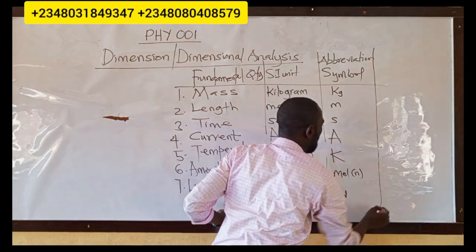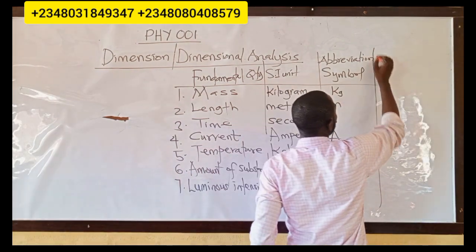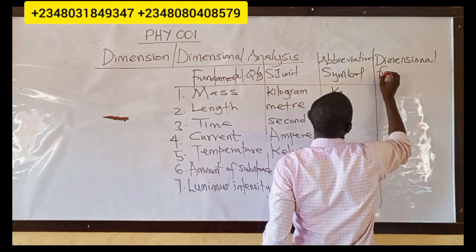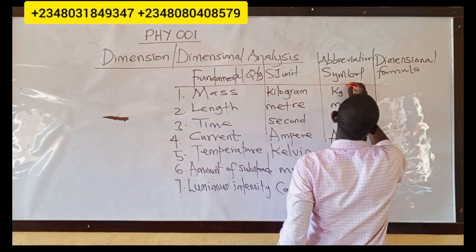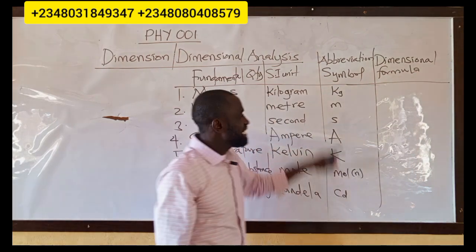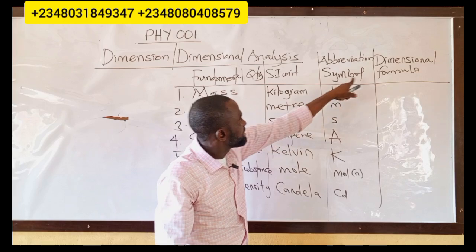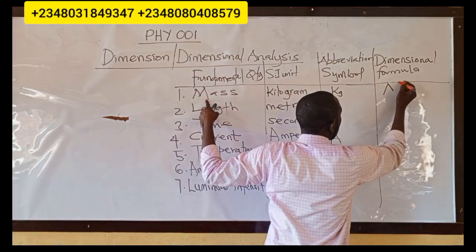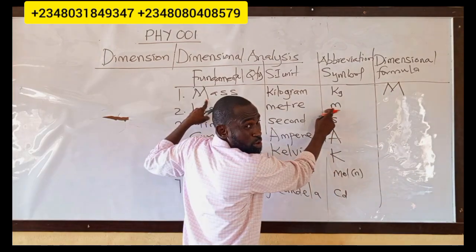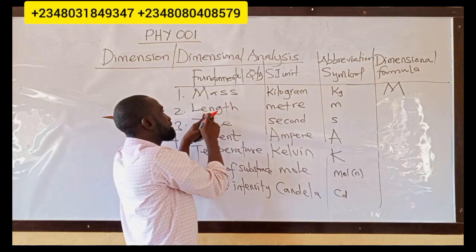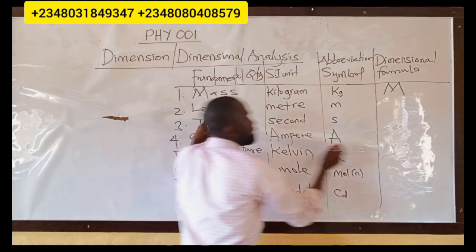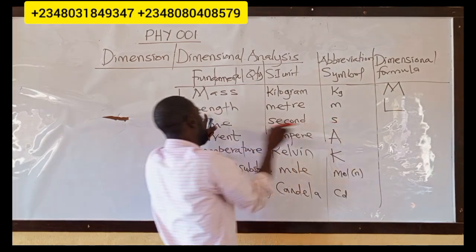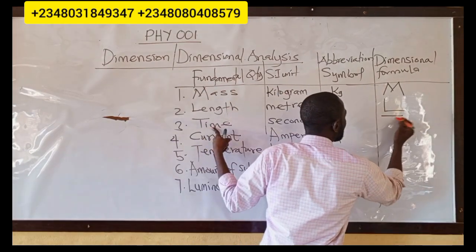Now, what is their dimensional formula? Let's write the dimensional formula. Anywhere you see kg, which is the symbol for mass, we change to capital letter M. Anywhere you see small m, which is the symbol for length, we change to capital letter L. Anywhere we see second, which is the symbol for time, it becomes capital letter T.